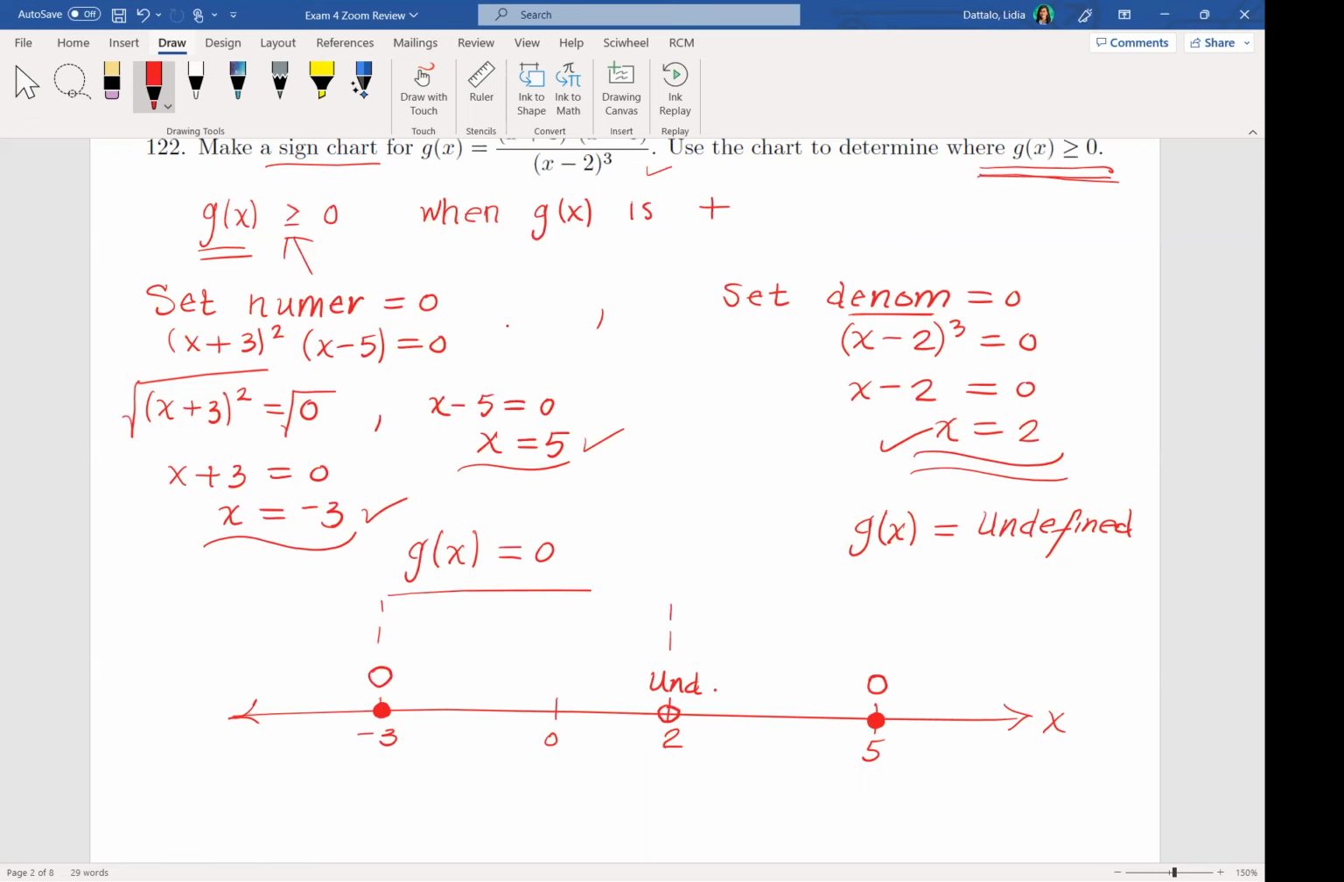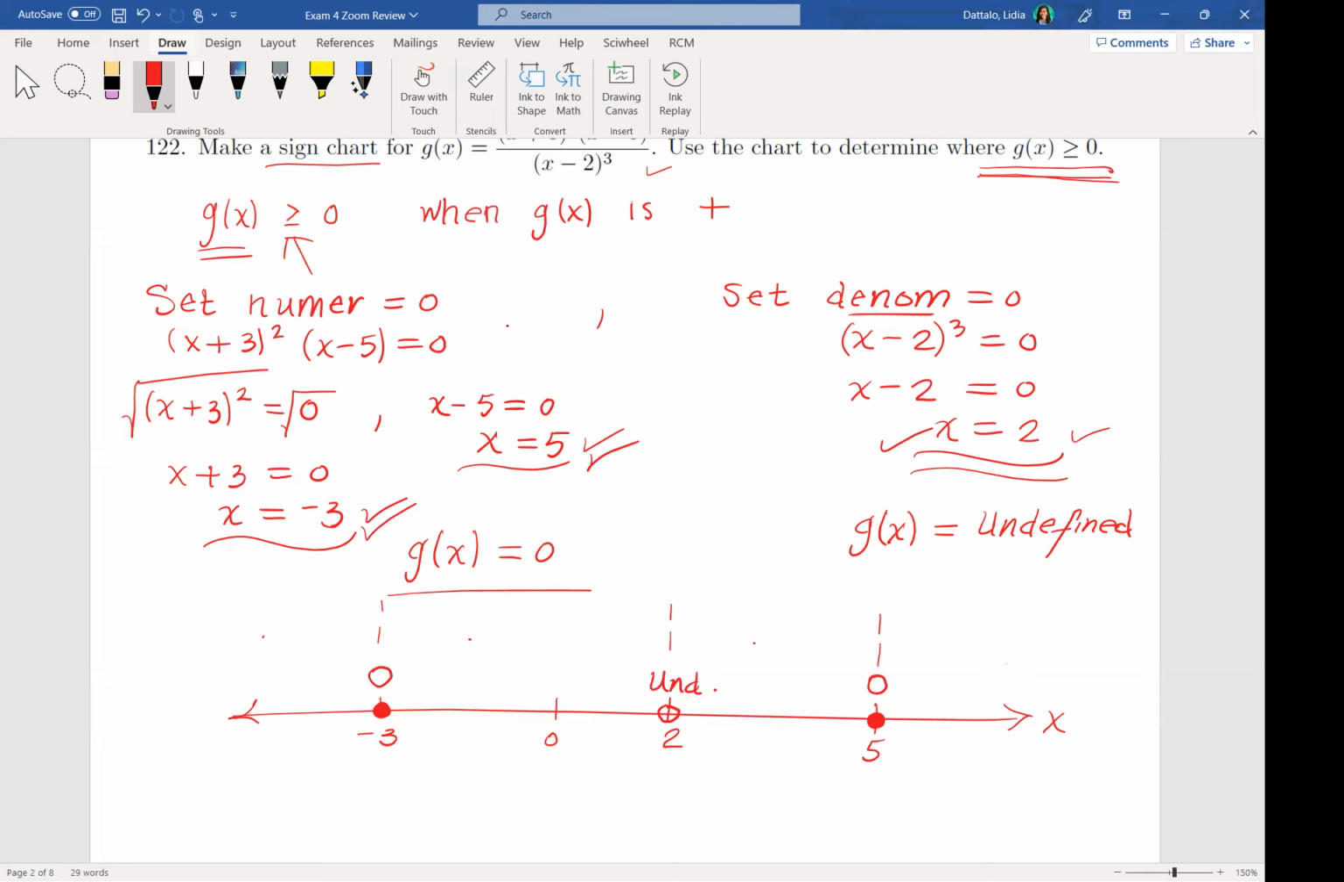Before I go any further, though, these are your partition numbers: x equals negative 3, x equals 5, and x equals 2. The reason they're called partition numbers is because they partition the entire number line into what? Into 1, 2, 3, 4 pieces.